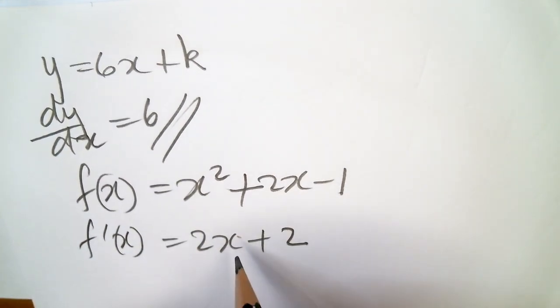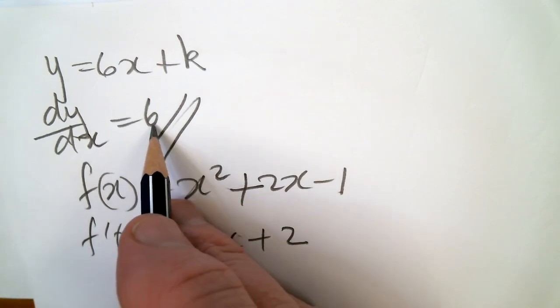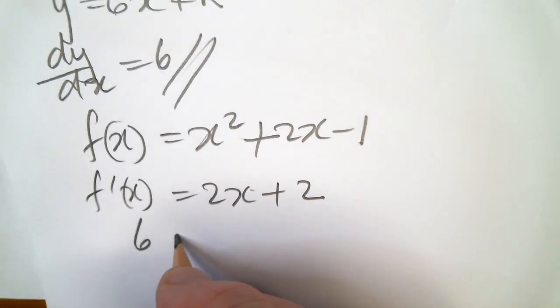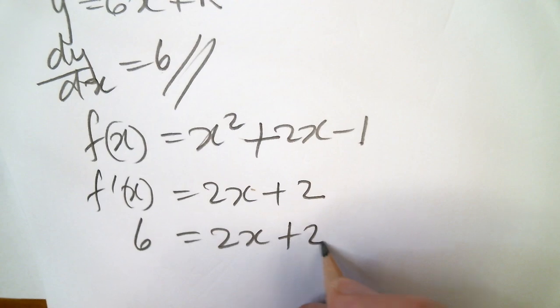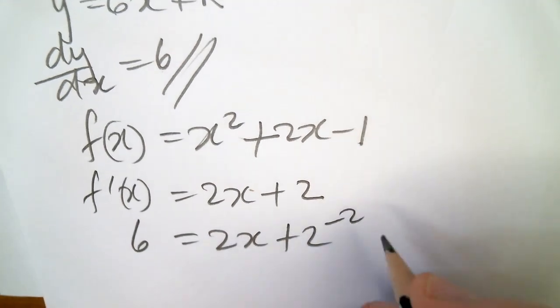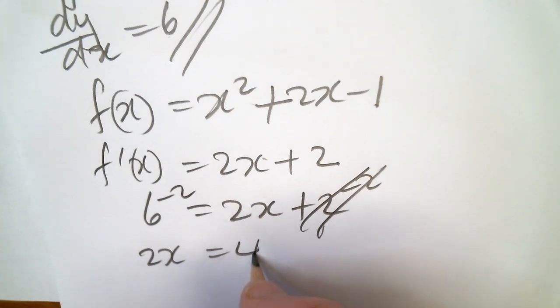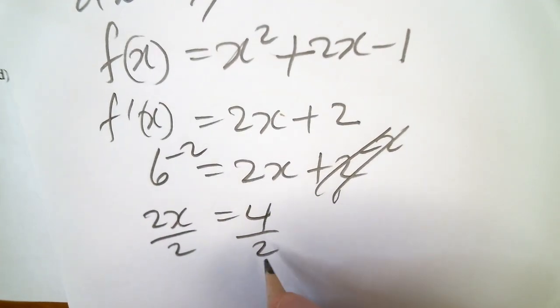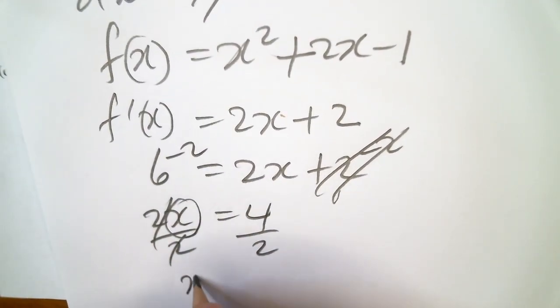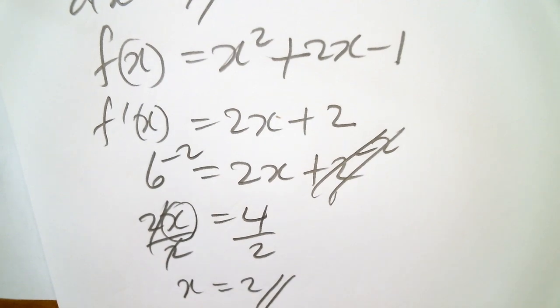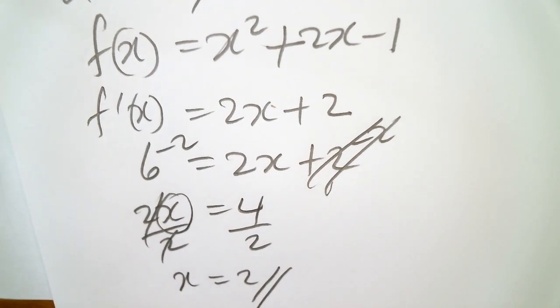Now we want to find out when the gradients are the same, and this gradient's 6. So let's make this gradient 6 and find out what x would be when it is. If I subtract 2 from both sides, there it is. So 2x is going to equal 4. And dividing everything by 2, we're left with x equals 2. So that's the value when both are true.